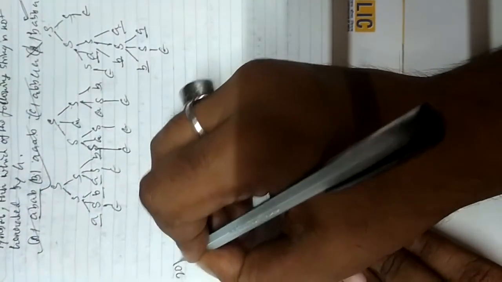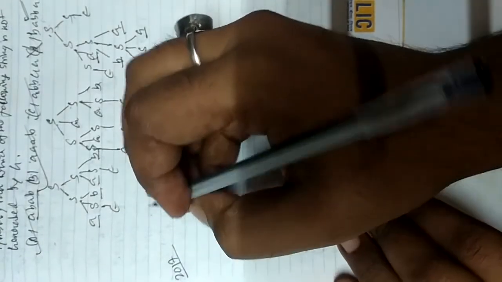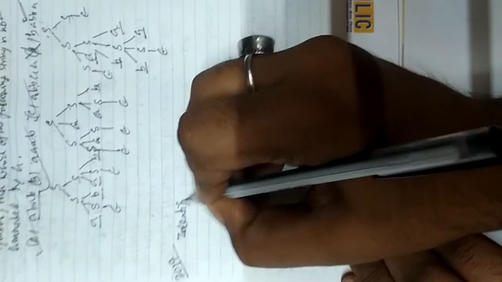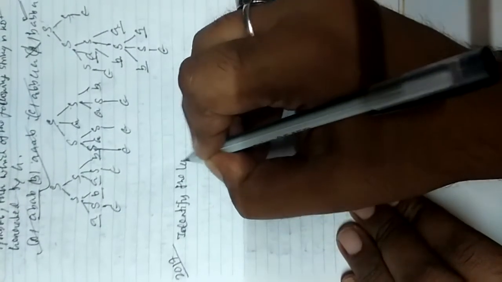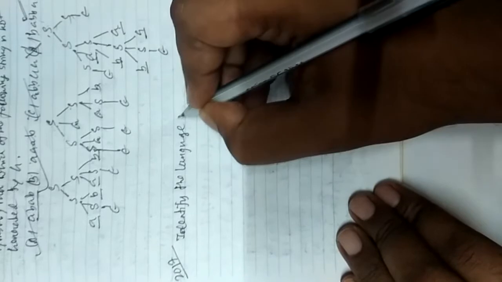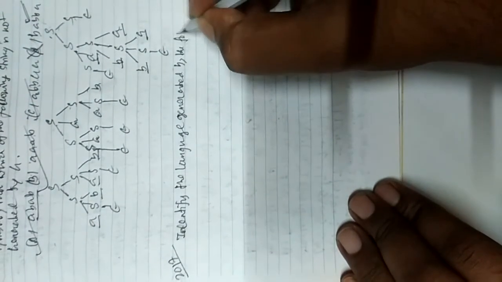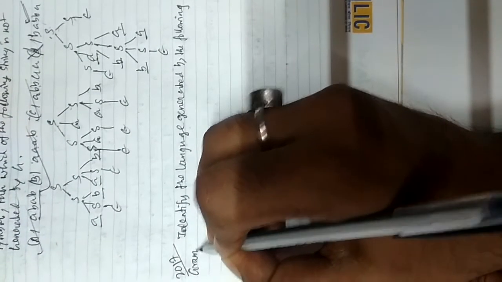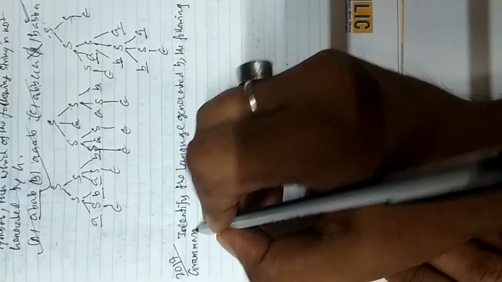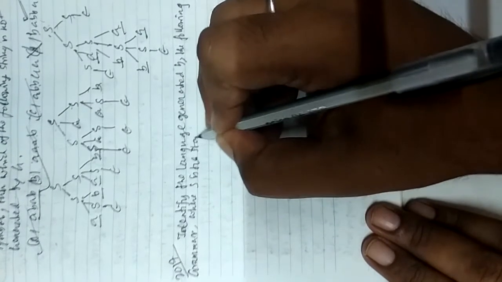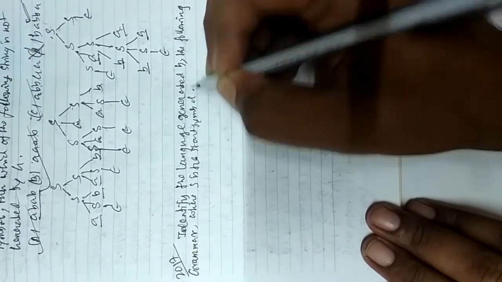In this lecture, we will solve a GATE question on automata theory from 2017. Okay. So it is given: identify the language generated by the following grammar, where S is the start symbol, as you know.